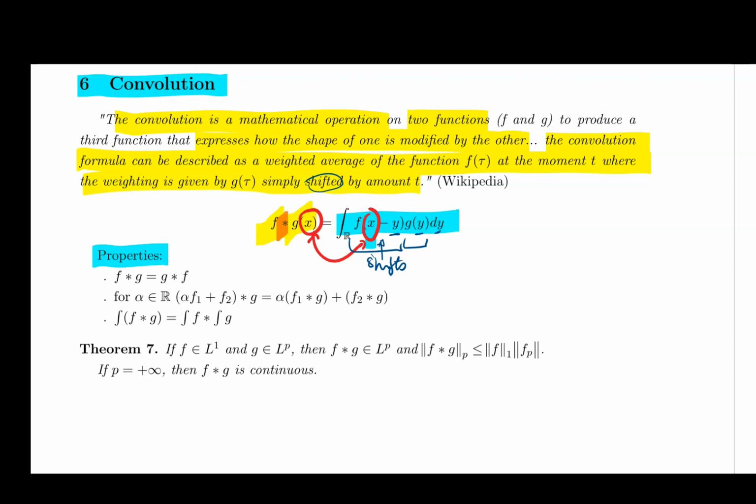Okay, let's go back to this document and explore some of the properties of the convolution. All right, so this one. This property tells you that f convolved with g is equal to g convolved with f.